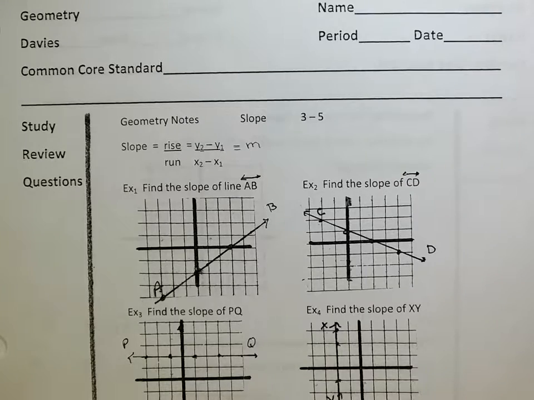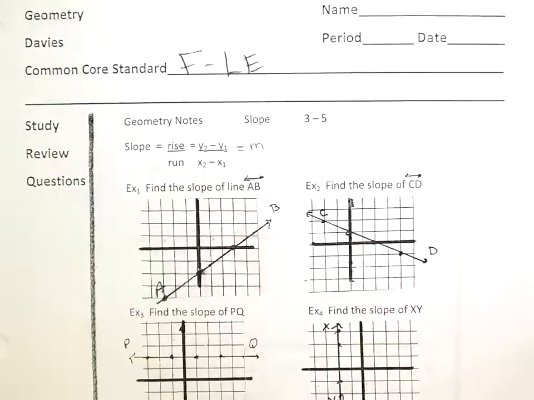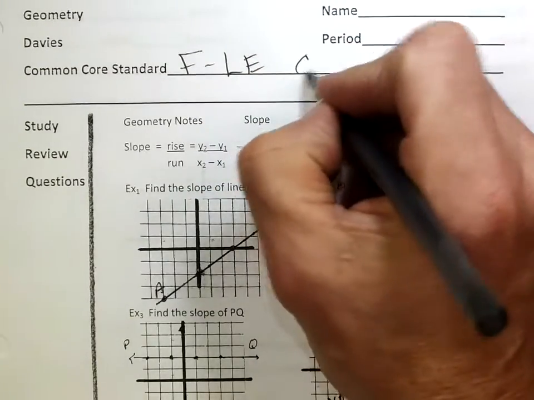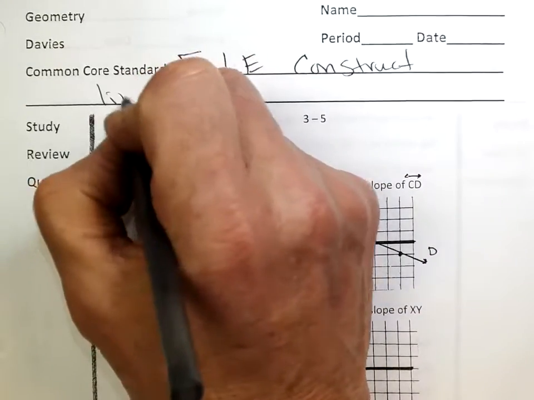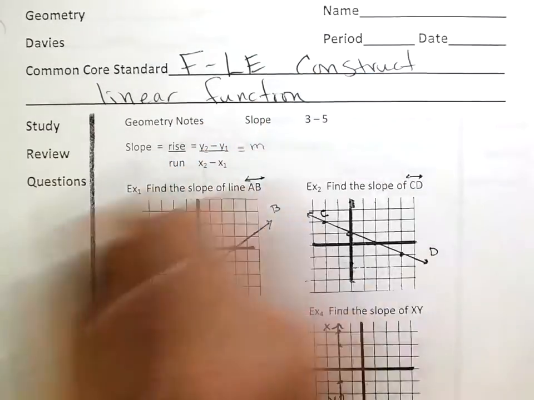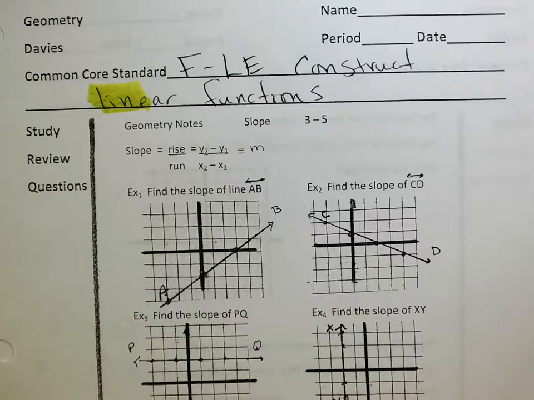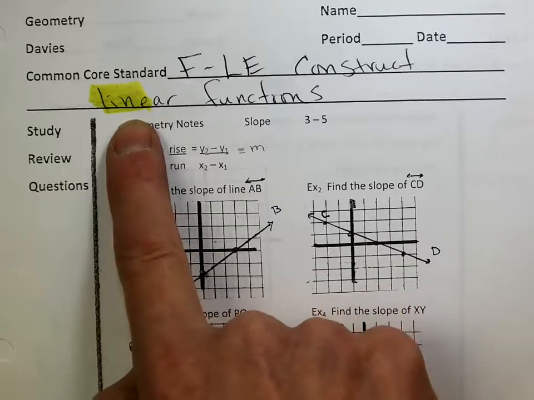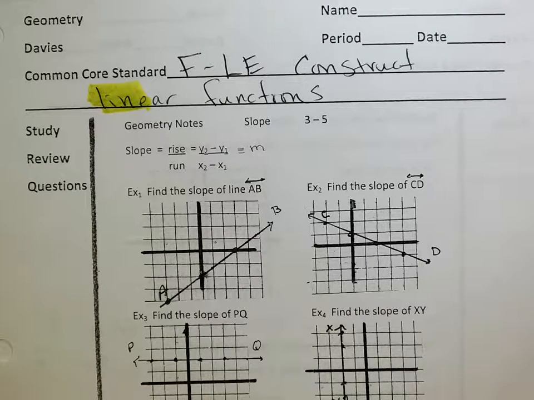Okay, so today the Common Core is FLE, which stands for functions, linear functions. And so we are going to construct linear functions, okay? So when you see linear, linear has the word L-I-N-E in it, which means line. So whenever you see the word linear, it's always going to represent a straight line, okay? Linear means straight lines, not curvy lines, and that's what we're doing.